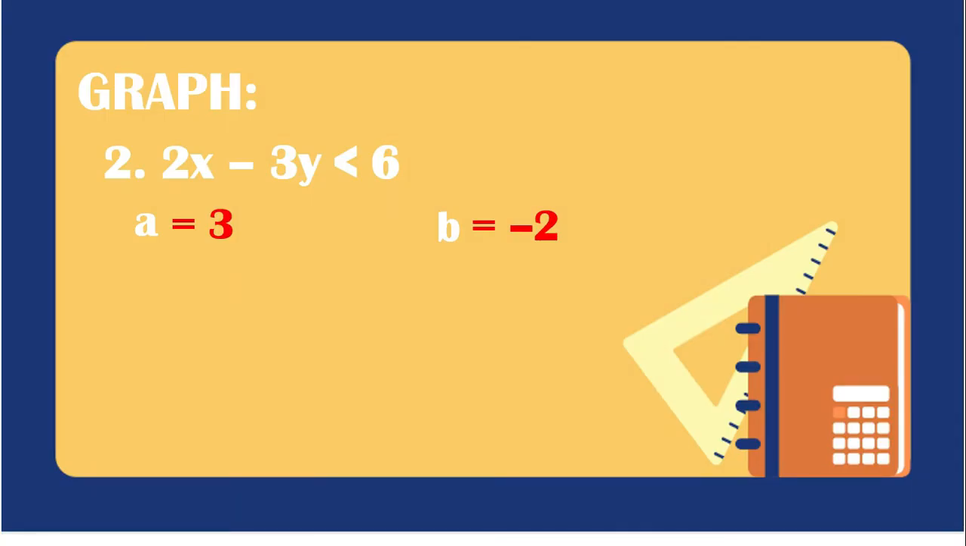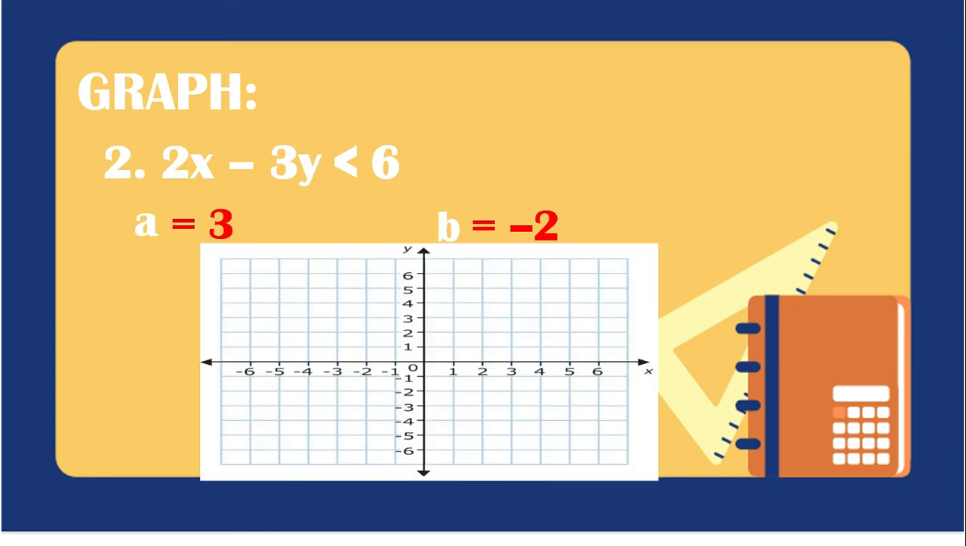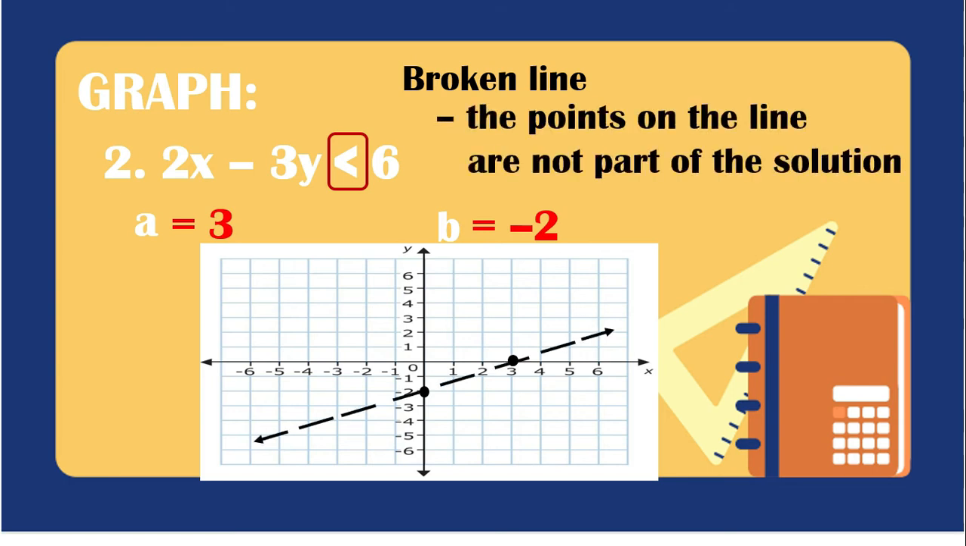How about for the linear inequality? So we have 2x minus 3y less than 6. We will still use the x and y intercept that we solved a while ago. So we have x-intercept 3, y-intercept -2. The only difference is, since we have less than here, we will use a broken line to connect the 2 points. Broken line means the points on the line are not part of the solution.